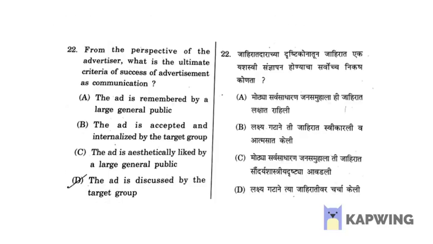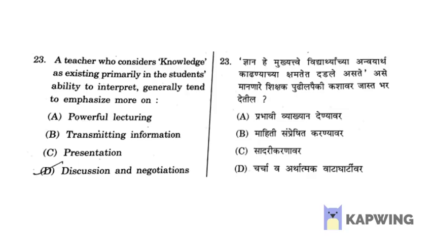Now from the perspective of the advertiser, what is the ultimate criteria for the success of advertisement as a communication? So friends, here the criteria is that the ad is discussed by the target group. Every advertiser wants their ad to be discussed by the target group. So this is the main criteria for advertisement success. So the correct option here also is D. I hope you have written it correctly. Now moving on to the next question.